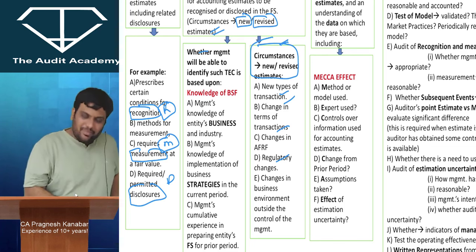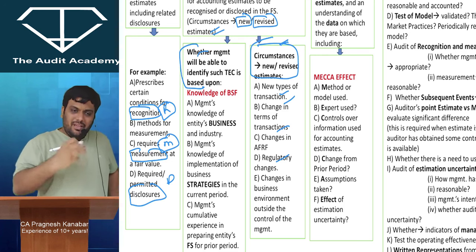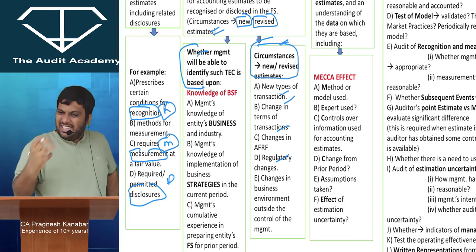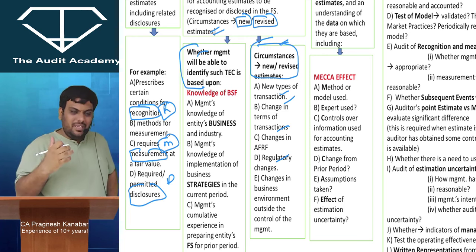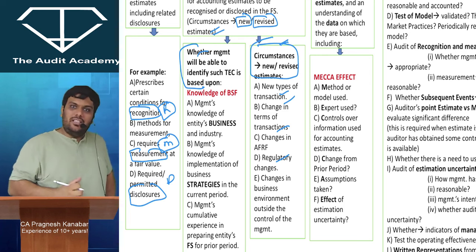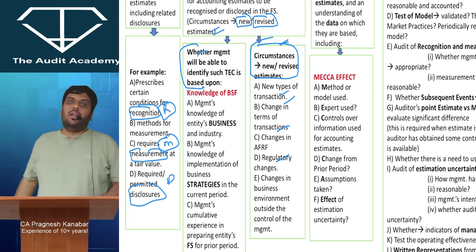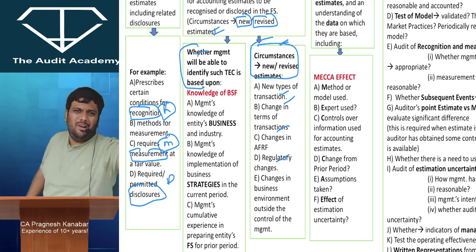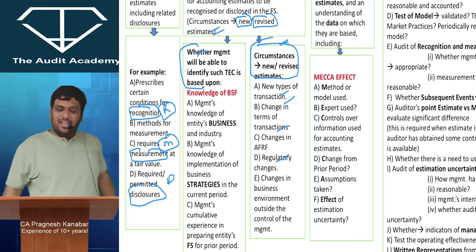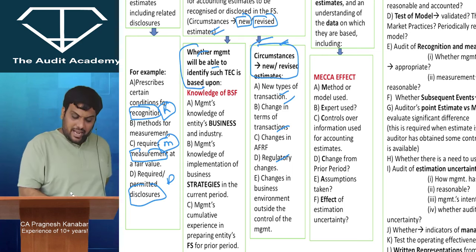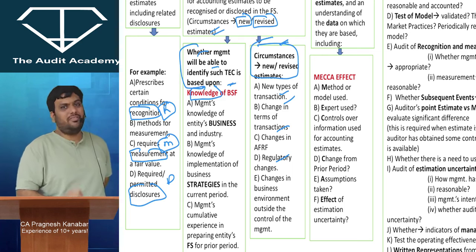Now, this is a very basic point. Whether management will actually be able to identify these transactions, events and conditions, and whether they will be in a position to understand the impact on the estimates. There are so many startup entities who will say, give 10,000 now, we will support you for the next 10 years. We don't know whether you will exist for the next 10 days or not. So whether management will be able to identify such TEC, for that you need to analyze the knowledge of BSF of the management.